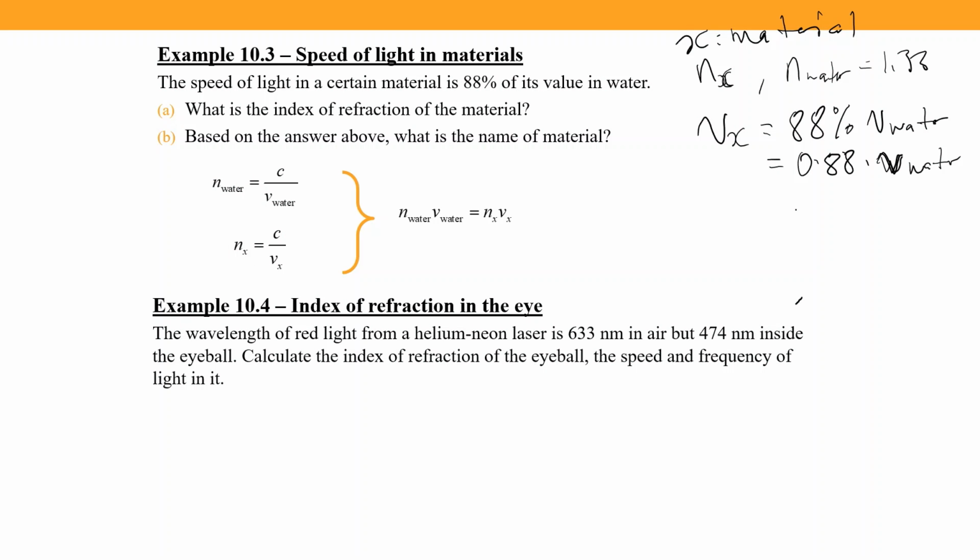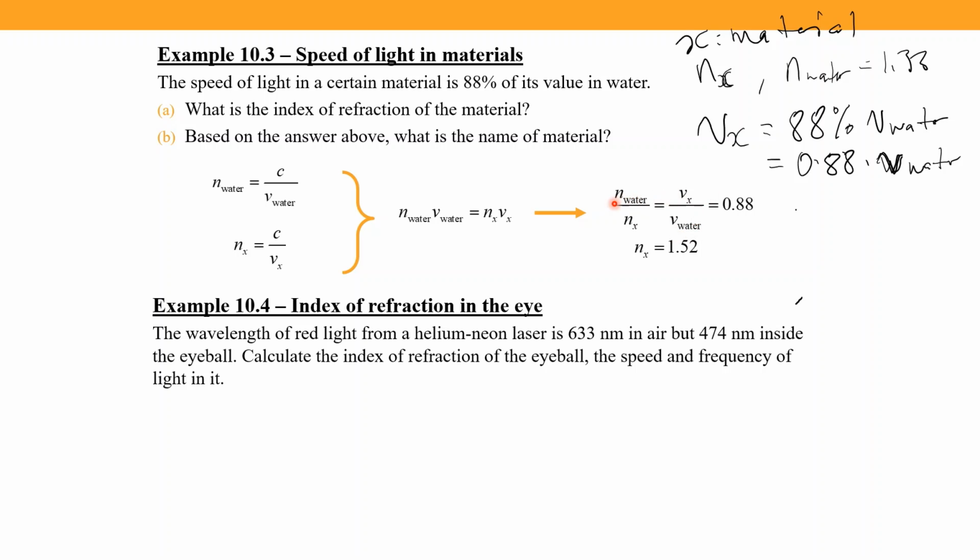So that means that C is the same for both. So we bring up V water here and we bring up Vx also here, so they will be equivalent to C. Both of them will be equivalent to each other. So N water V water equals Nx Vx. So now we know N water. We don't know V water. We are looking for Nx and we also don't know Vx. But we know that Vx and V water can be written in this way.